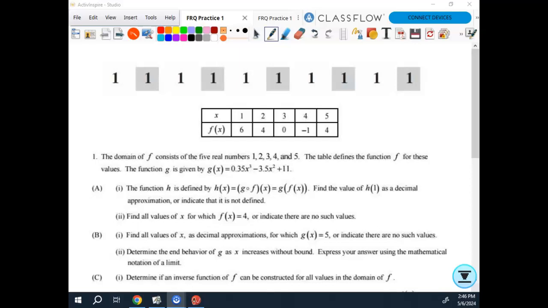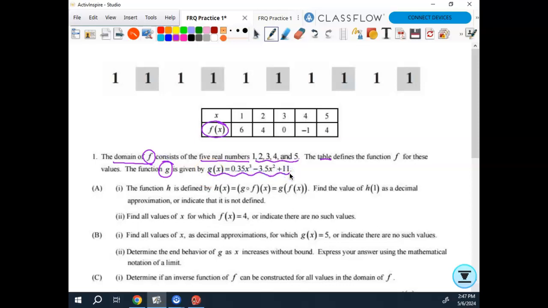Okay, here's FRQ1 from our timed practice last week. This is a calculator question, so make sure you have your calculator handy to go through this with me. The domain of F consists of 5 real numbers: 1, 2, 3, 4, 5. That tells me F is not continuous because it literally just has 5 points. So the table defines function F, and then we have function G, which is given here.